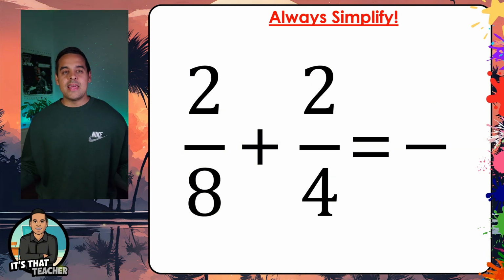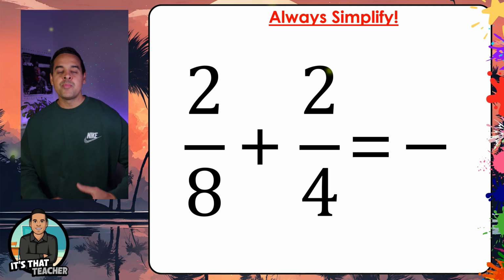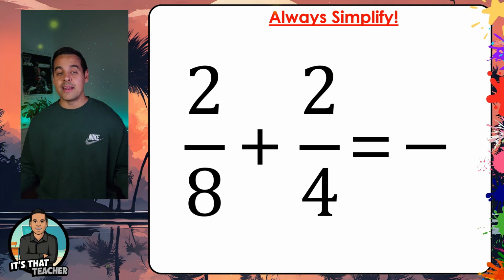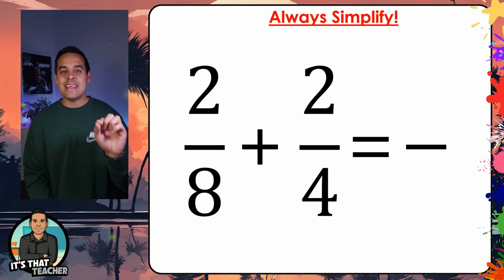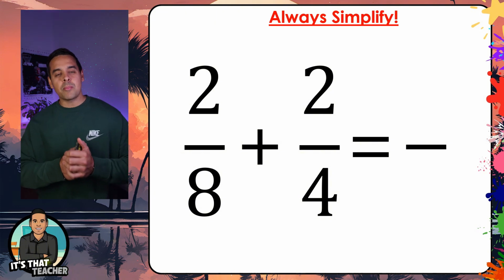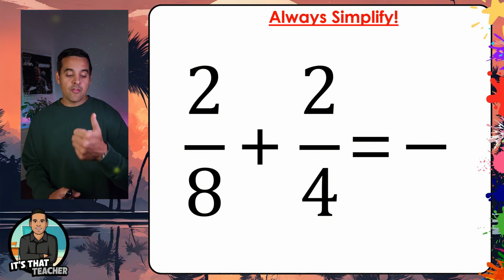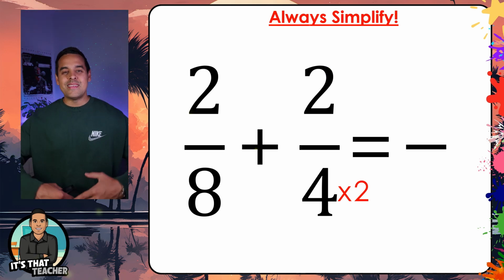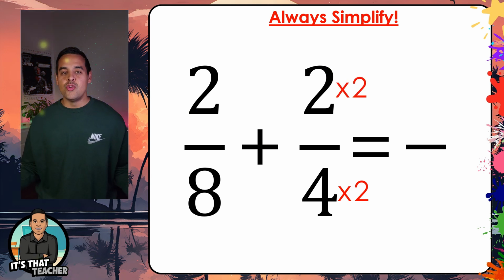The next example here is 2/8 plus 2/4. Remember, let's start with the smallest number and see if it has anything in common with the larger denominator. So we know that 8 is a multiple of 4. So we need to think, what do we multiply 4 by to equal 8? 4, 8. That answer is going to be 2. Now remember, I'm going to say it again and again. Whatever you do to the denominator, you have to do exactly the same thing to the numerator.